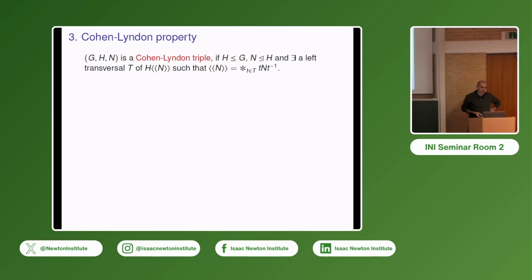And we say that this triple satisfies the Cohen-Lyndon property, or it's a Cohen-Lyndon triple, if the normal closure of N decomposes as a free product in a certain way, namely that you can find a transversal of this group H times the normal closure of N in G, such that this normal closure is a free product of conjugates of N by elements in this transversal set. Is that clear?